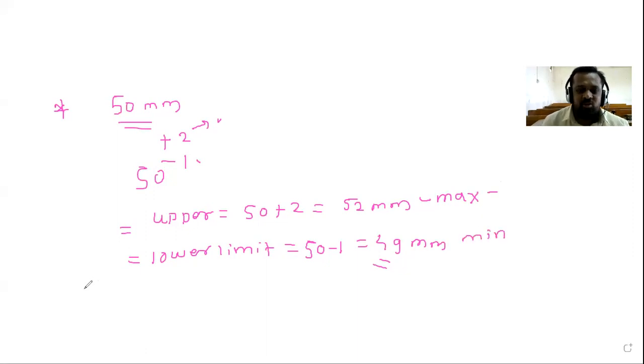Then what is meant by the tolerance? Okay, so here the tolerance is nothing but the difference between upper limit and lower limit. I'm going to write here: the tolerance is nothing but the difference, upper limit minus lower limit.